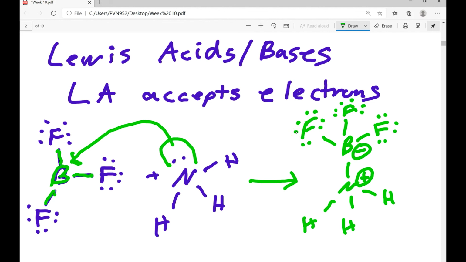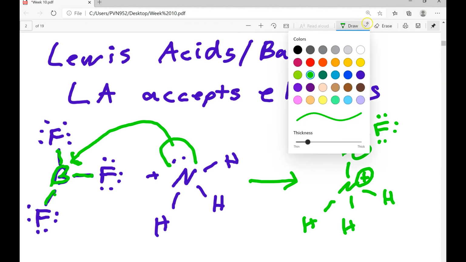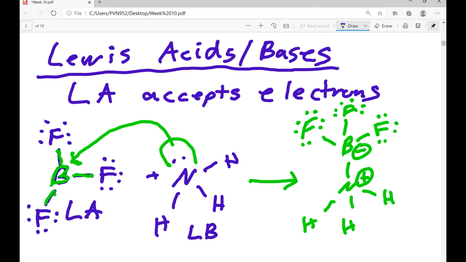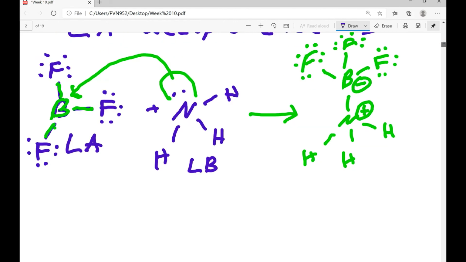So we could actually talk about this in terms of acid-base chemistry. Here BF3 is acting as the Lewis acid because the Lewis acid is accepting electrons, and NH3 is acting as a Lewis base because it is donating electrons. So this comes into play a lot, Lewis acids and bases, when we're talking about coordination chemistry. And we'll continue to talk about this later today.